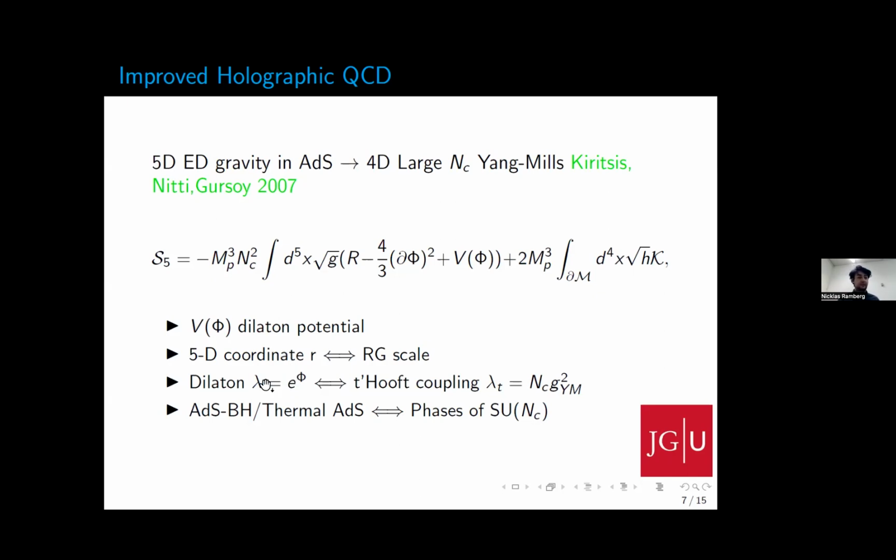And the dilaton in this context is realized as being dual to the associated running of the 't Hooft coupling on the gauge theory side. And by studying the associated action, either in a black hole context or a thermal AdS, we are going to be describing the different phases of our Yang-Mills theory in the notion of a Hawking-Page phase transition.